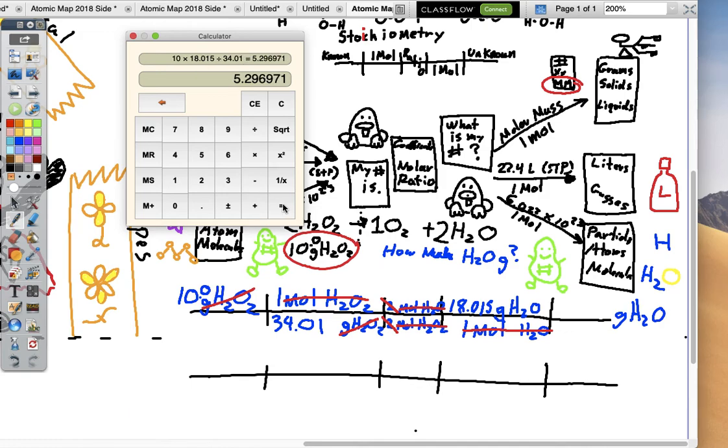Okay, and then all we have left is 5.29. So you guys, we're going to do 5.30, right? Why? Sig figs. We have 5.296, so we have to round up to 6, right? In that one, we'd only use 3 sig figs. Yes, we're using 3 sig figs because the given number was 10.0 grams, okay?